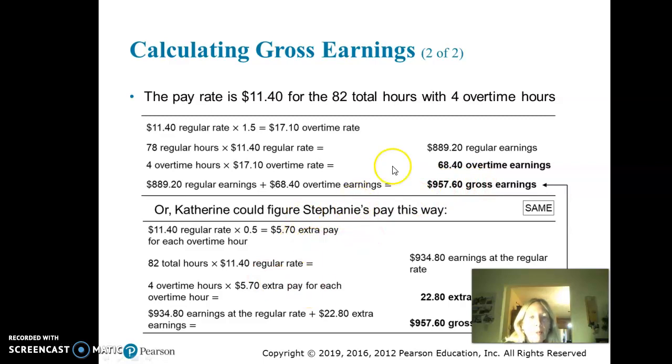And then they show another way, but I'm not going to go over that. This is the easiest way. Just remember to calculate your overtime rate. It's your regular rate times 1.5.